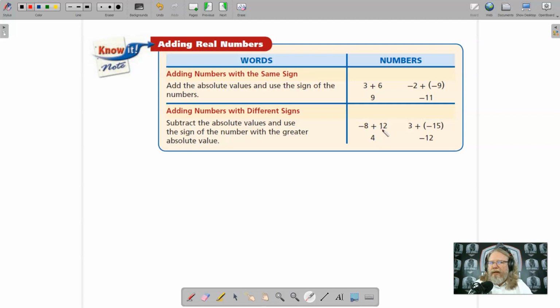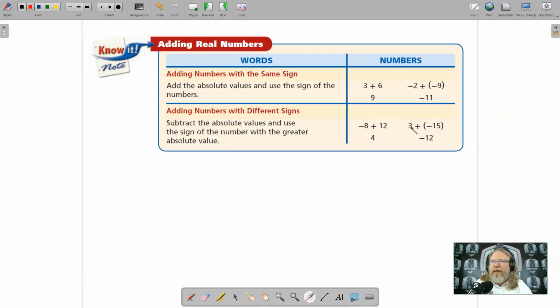So let's just subtract their absolute values. Forget the negative sign. Just think of this as 12 minus 8 is 4. Now, which one has the greater absolute value? 12 does. And since 12 is positive, our answer is going to be positive.